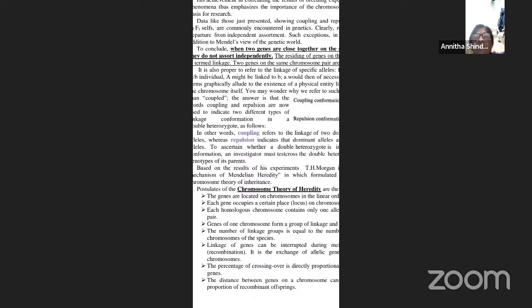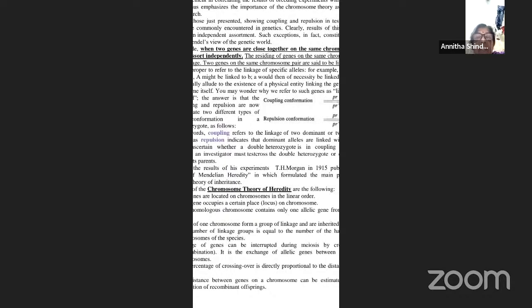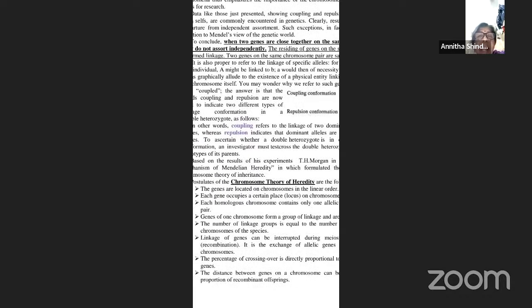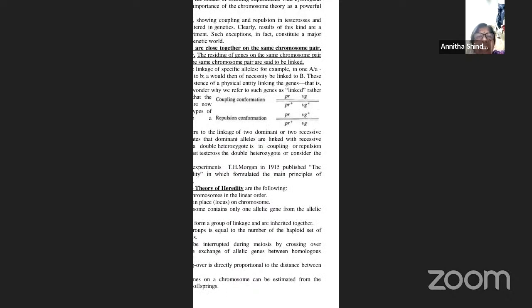What does the chromosomal theory of inheritance, or chromosomal theory of heredity, talk about? They say that the genes are located on the chromosomes in a linear order, and each gene occupies a certain place on the chromosome. That particular place is called a locus. Each gene is situated at a specific point on the chromosome, which is called the locus. And each homologous chromosome contains only one allelic gene from the allelic pair.